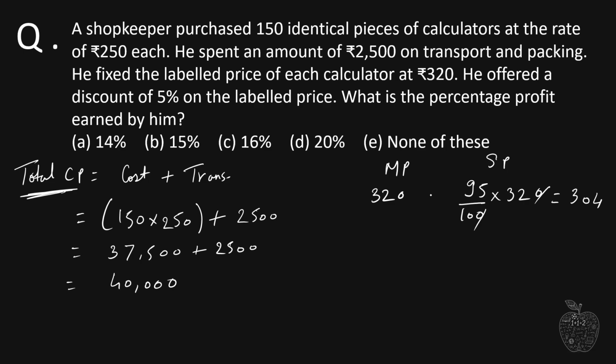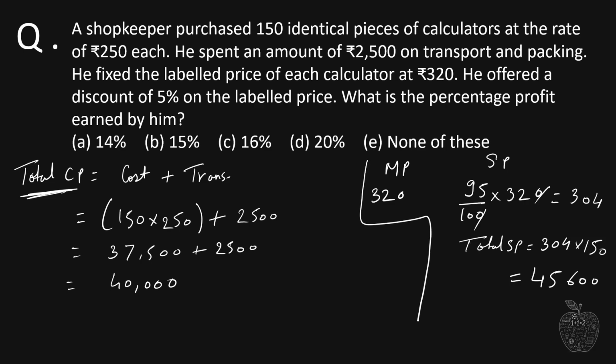Okay, moving forward. Now this selling price is of just one calculator. So what will be the total SP, total selling price? 304 into how many items are there? 150, and this comes out to be 45,600. All right, now we have total SP, we have total CP. Now we have to just calculate the profit percent.